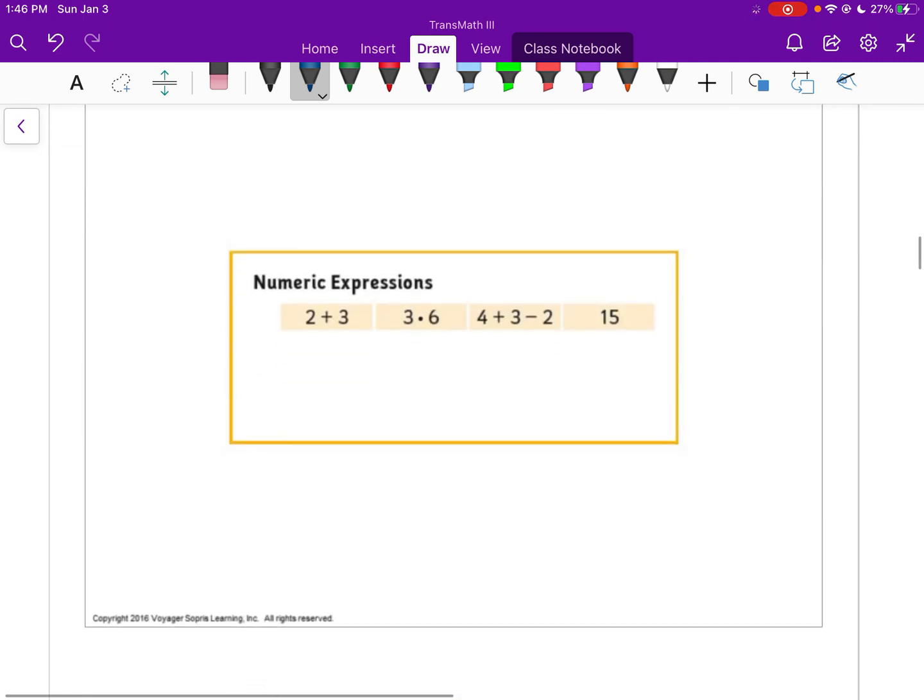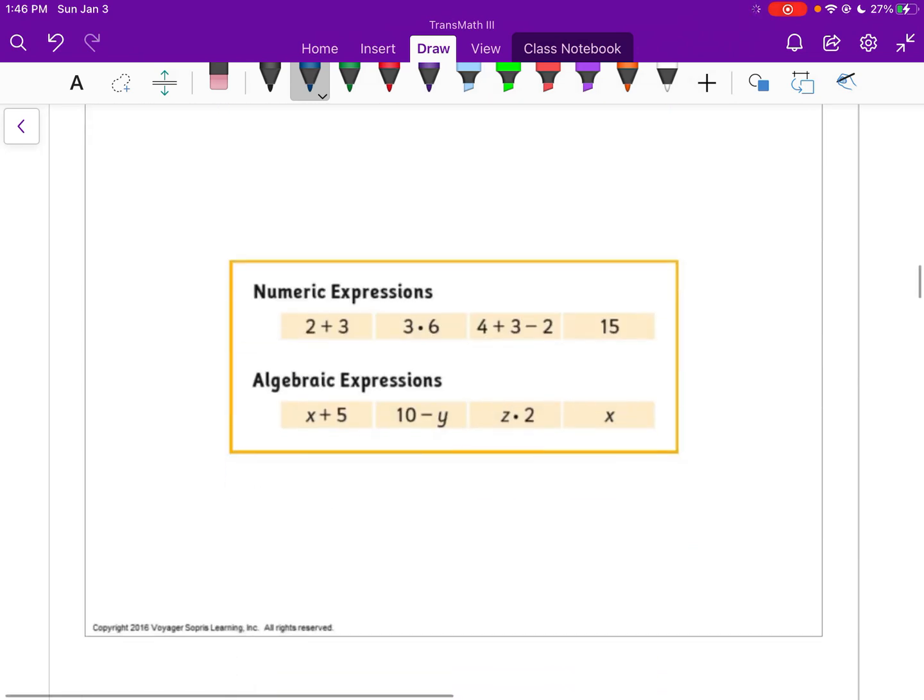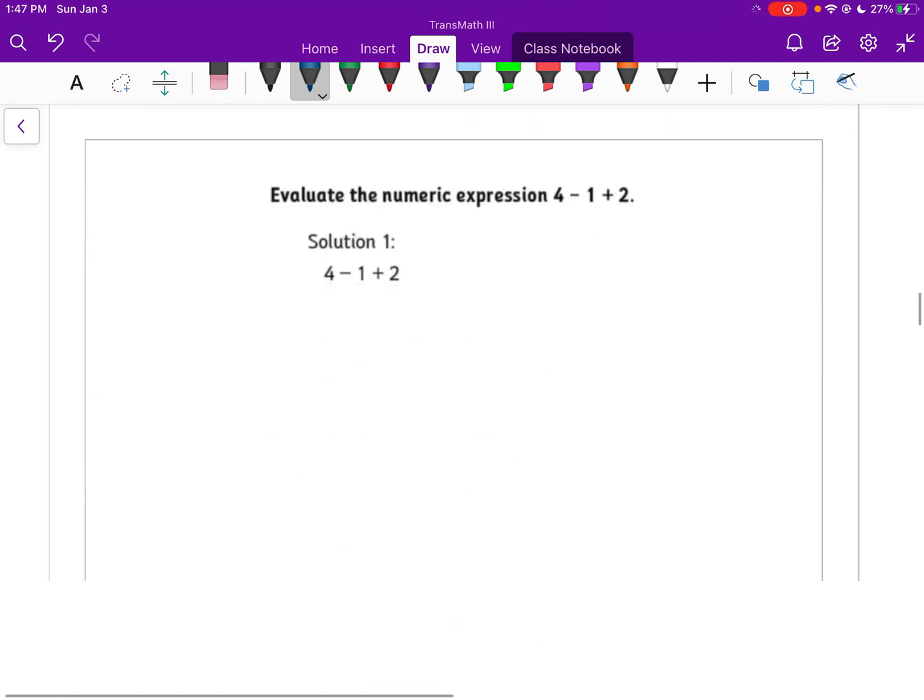Now, one thing we need to know, we've talked about this already, is the difference between numeric expressions and algebraic expressions. What you notice, we have an expression again. There's no equal sign, so that is an expression, and all we see is numbers. The other type of expression we have is algebraic. Again, no equal sign. Algebraic meaning we're going to have some type of variable in there, so in those cases, they are algebraic expressions.